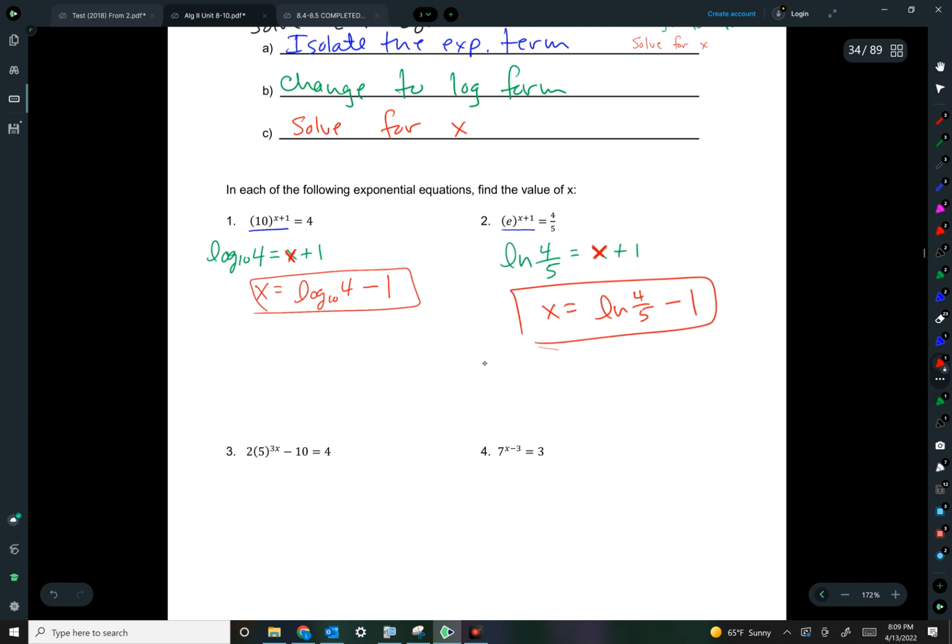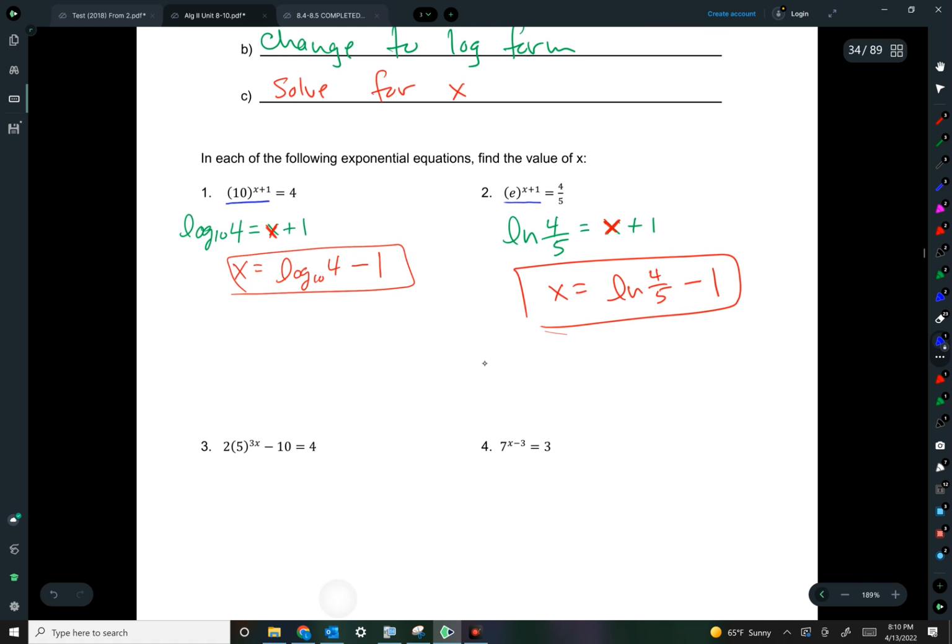Okay? Look at number 3. So the first step is to get the exponential part by itself. Well, this right here, the 5 to the 3x, that's the exponential part. So in order to get it by itself, I'm going to have to add 10 first, and then I'll divide by 2. So if I add 10, I'm going to get 14. And then if I divide by 2, I'm going to get 7. So I've got 5 to the 3x equals 7. So I did 2 steps to get to the 7.